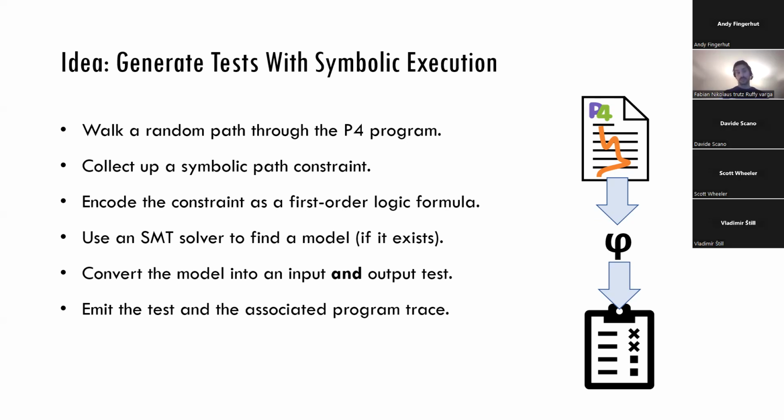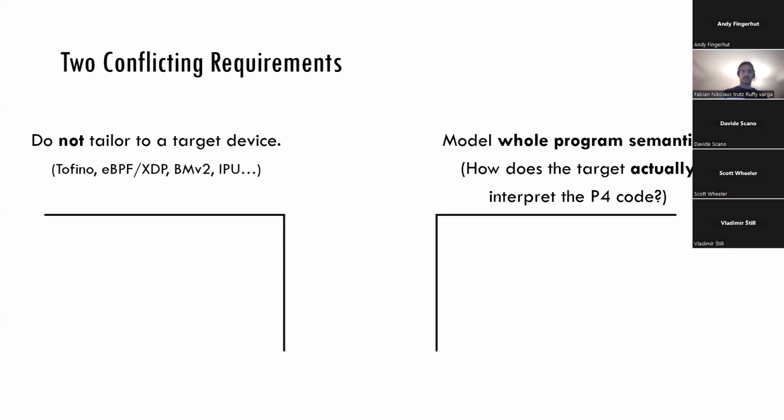A nice bonus is that once we emit this test, we can also associate a program trace with it. And so we know exactly what kind of feature we're covering with this particular test. So this idea is not new. So Andy Finger here, for example, he was involved with a tool called P4Testgen, which has done this for the V1 model program. And it already generated input-output tests for this particular model.